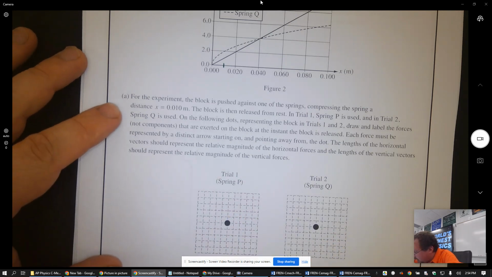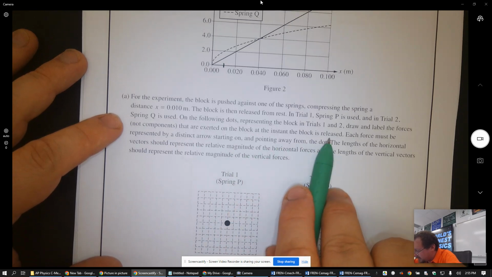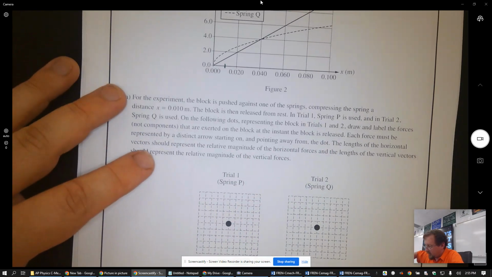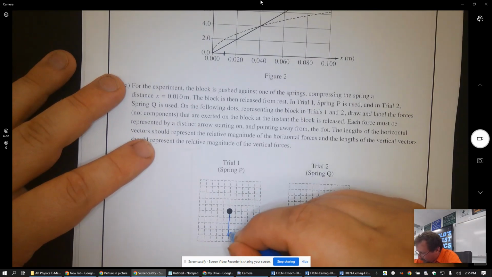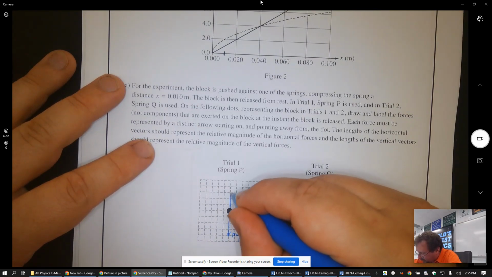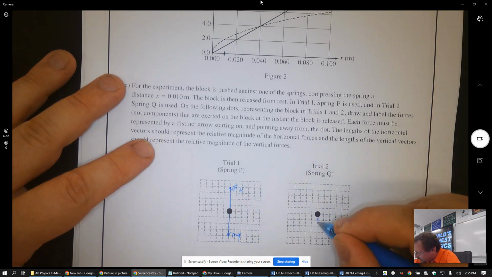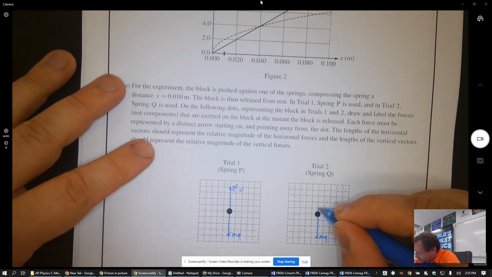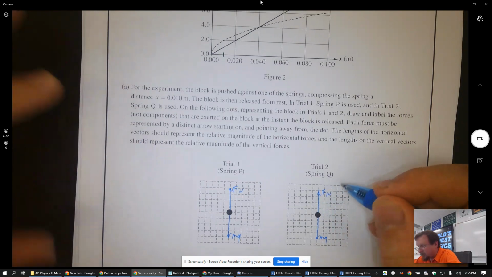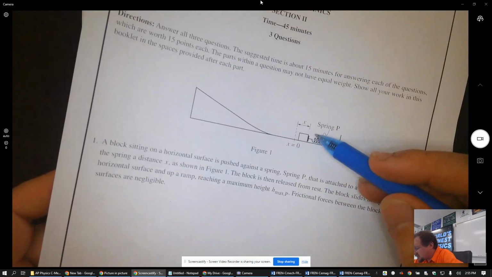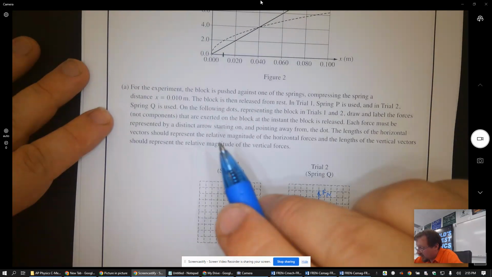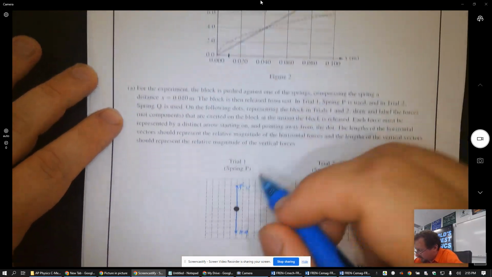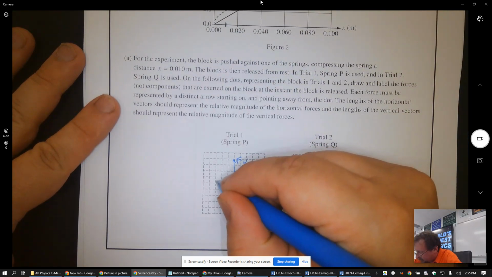Okay, so when are we doing this? The instant the block is released. So we're going to know for sure that the block has an mg, 1, 2, 3, 4, and a normal force. There's going to be an mg, 1, 2, 3, 4, and a normal force. Okay, let's go back to one of the previous pages. It looks like the direction of the force will be to the left. So spring P exerts less force, so I'm going to only give it 2 boxes.